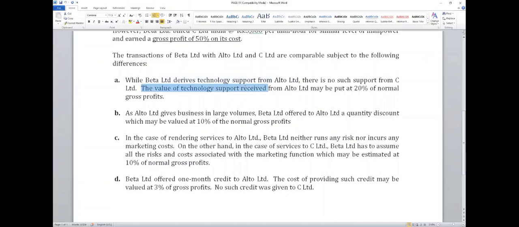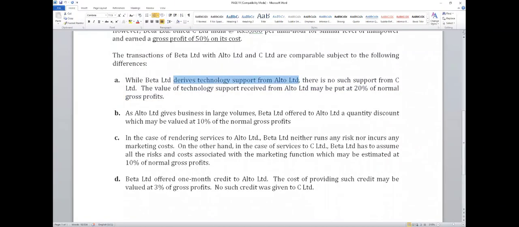Therefore, the value of technology support, to the extent we are getting, may be put at 20% of normal GP. So நாங்க 20% of the normal GP, the GP also 50% of cost, சொல்றீங்க இல்லையா? அதுல 20% கம்மி பண்றோம் billing because அவன் ஃப்ரீயா கொடுக்கல. Why we are reducing it? They are providing some technology support which is absent from C Limited. One reason is Alto Limited is supporting us.